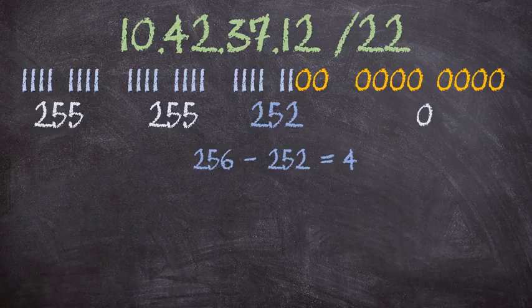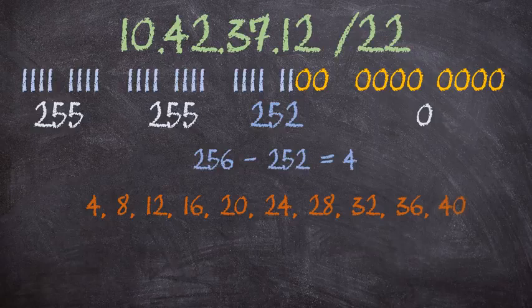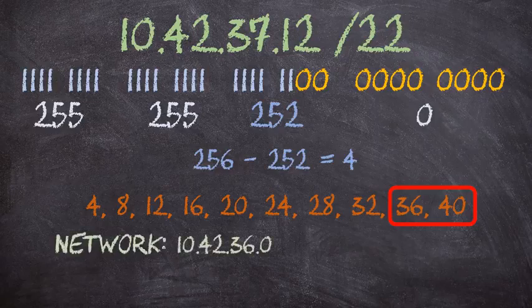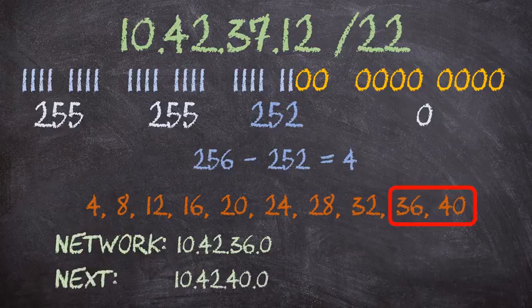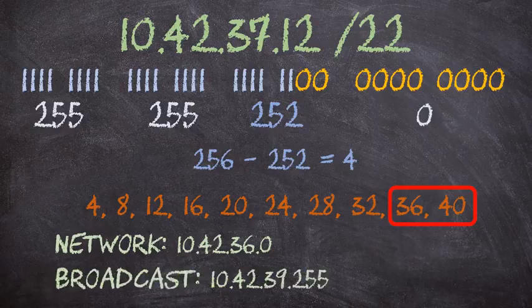We count by 4 until we find the numbers that are next to the value of the 3rd octet in our IP. That means we want the numbers immediately smaller and larger than 37. If we count by 4, that's 36 and 40. 36 is the start of the network. That gives us the network address. 40 is the start of the next network. So we can go back 1 IP and that gives us the broadcast.